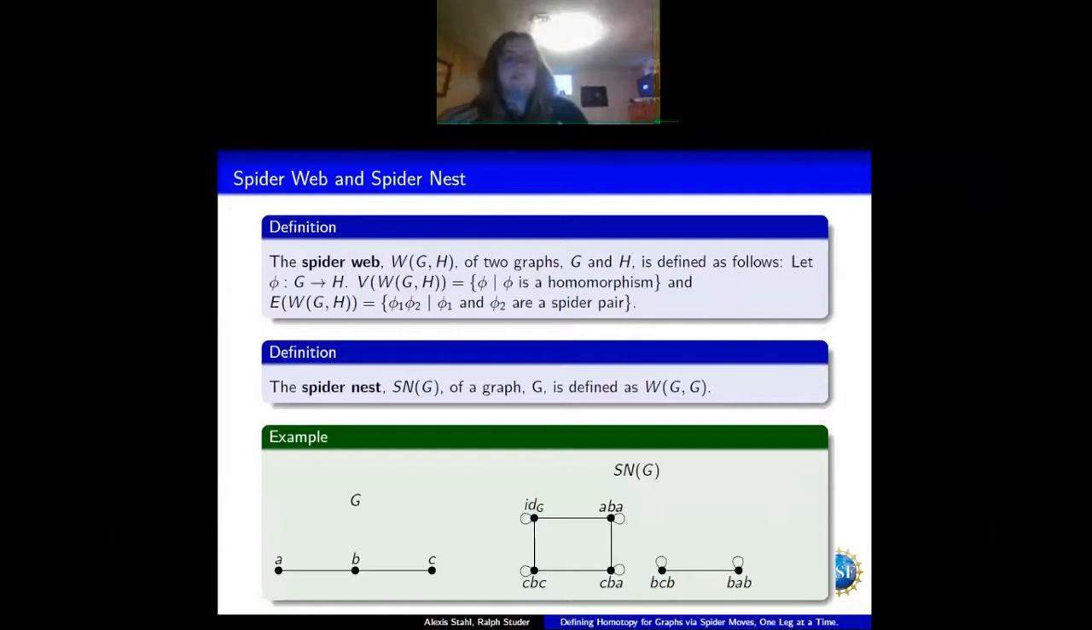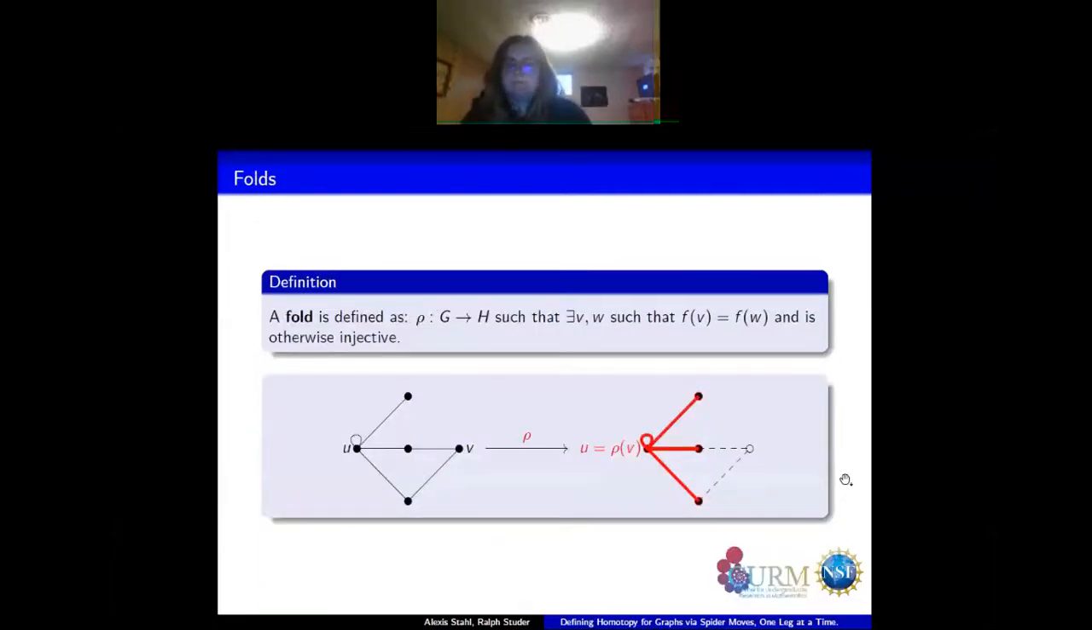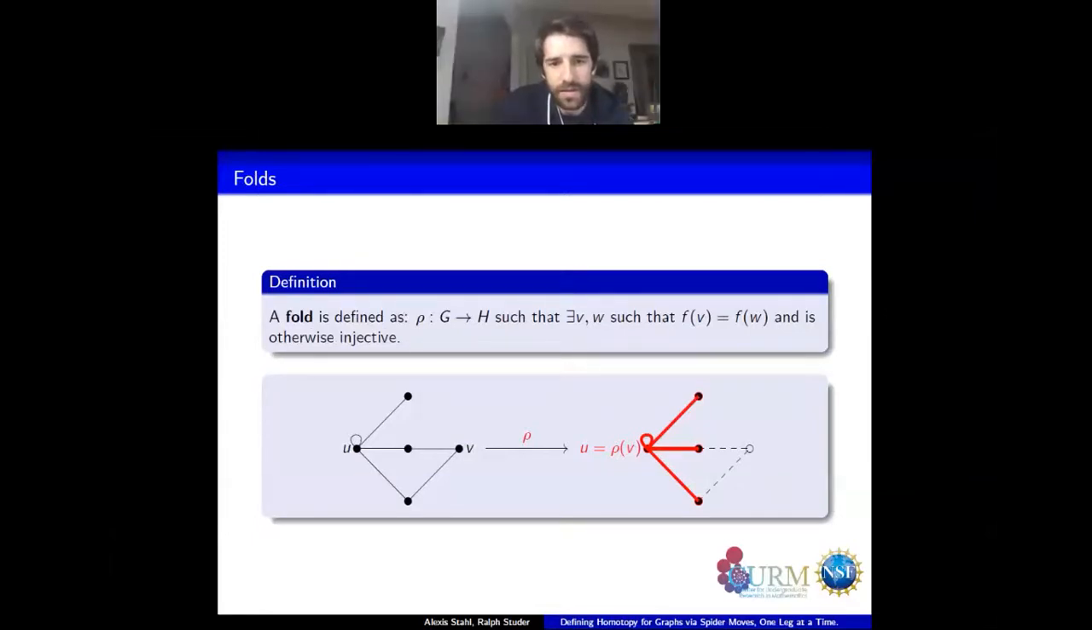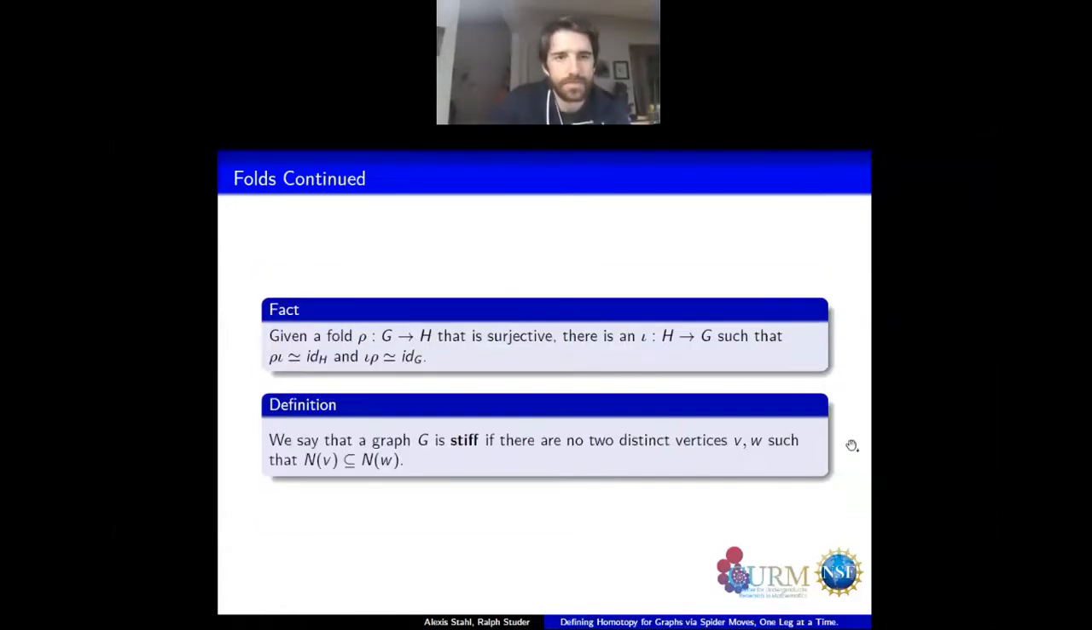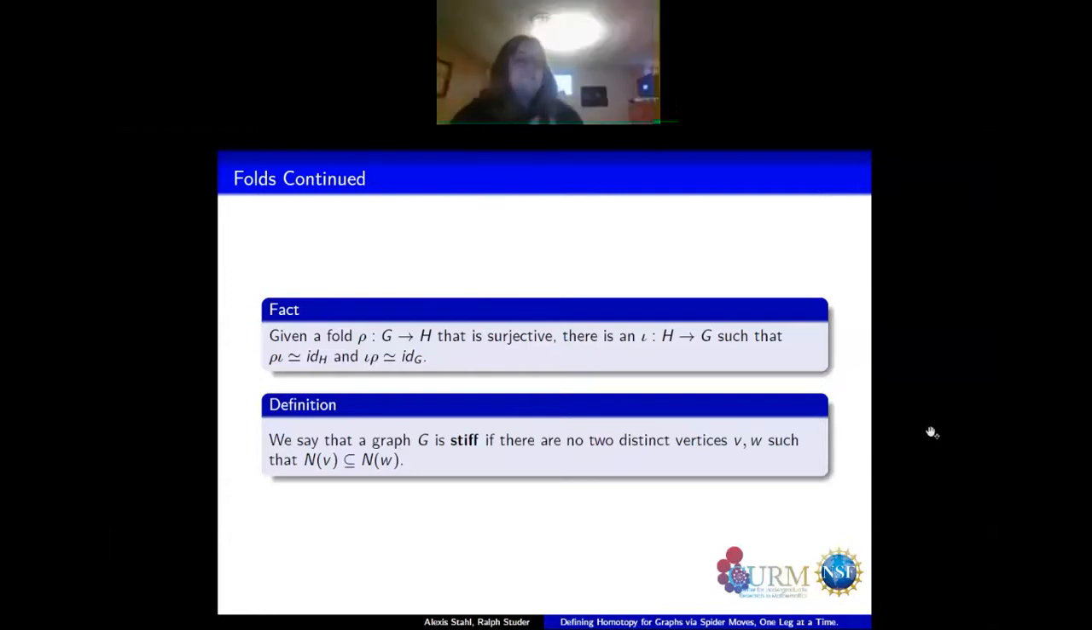As we can see, if we do a fold, or move C to A, we get the vertex in the square on the right, ABA. So when we fold it, we get a homomorphism of that graph, and it's ABA. A fold is defined as just moving one vertex to another. In the same example, we can see that V is folded to U. Here we have a fold rho that is surjective. We know there exists this iota such that these things occur.